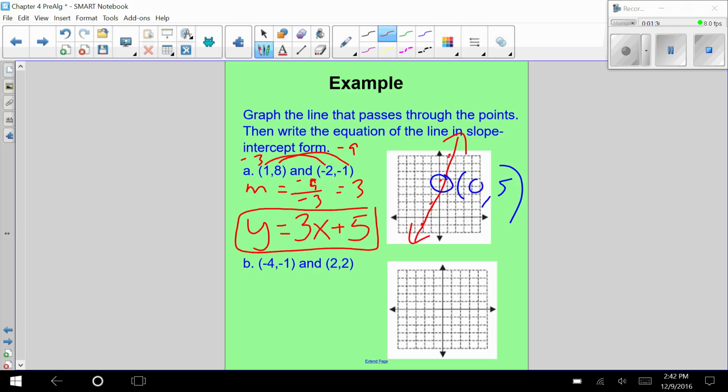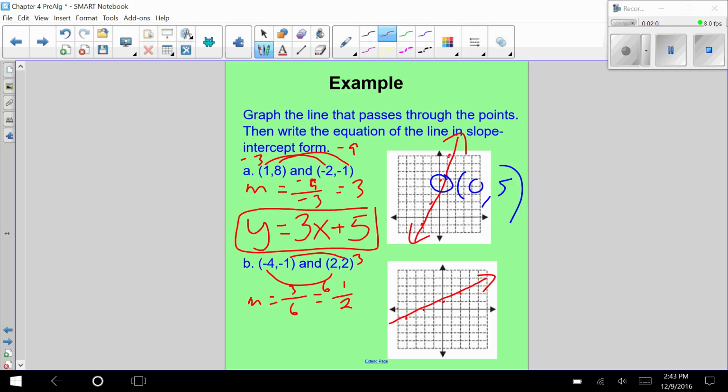There's my equation. Let's try -4, -1, and 2, 2. For -4, -1, it's right here, and 2, 2 is right here. Let's find our slope again. -1 to 2 is a +3. -4 to 2 is a +6. My slope is 3 over 6, or 1/2. So let's make points in between these two. Up 1 over 2, up 1 over 2, and look, I just found my y-intercept.